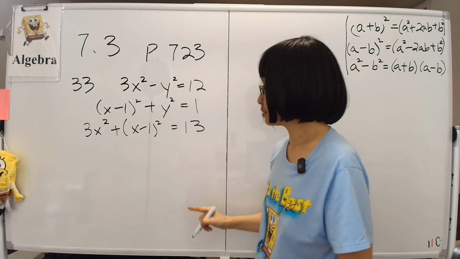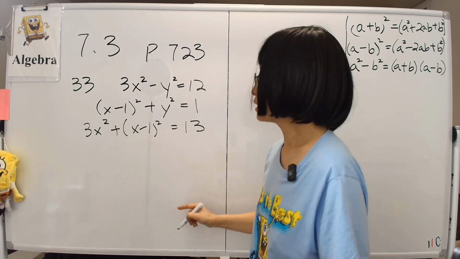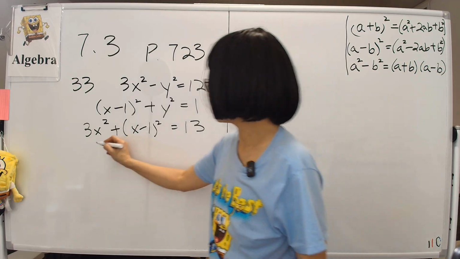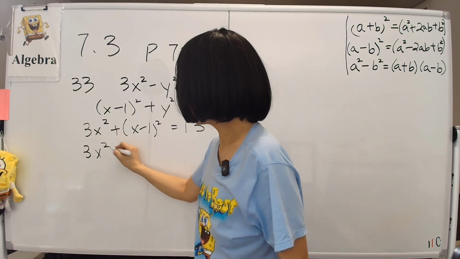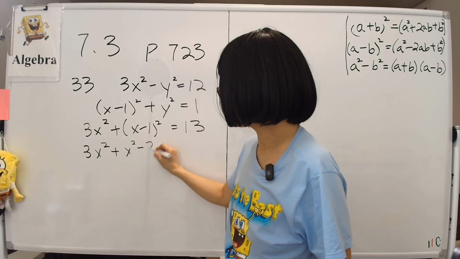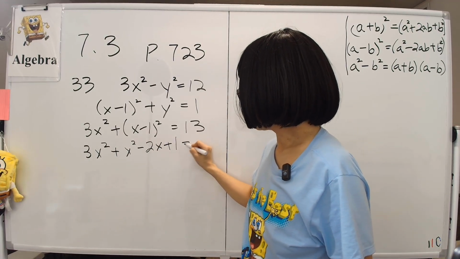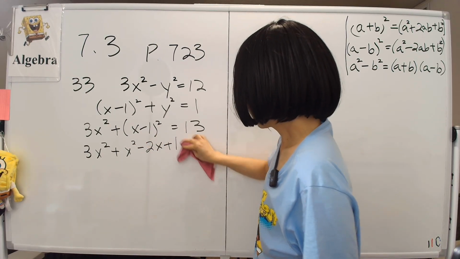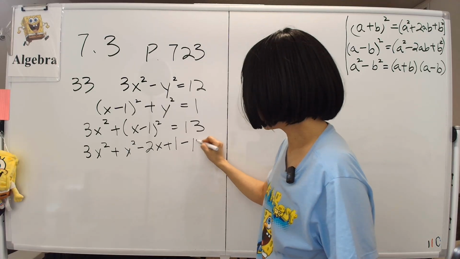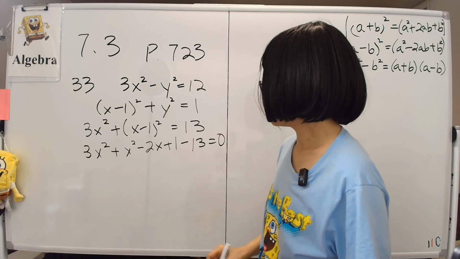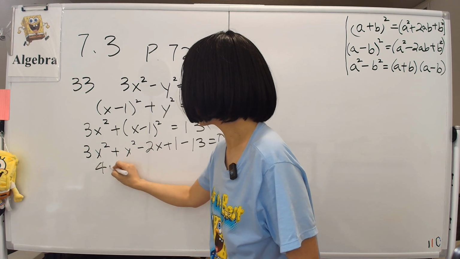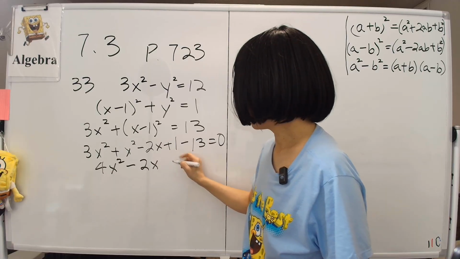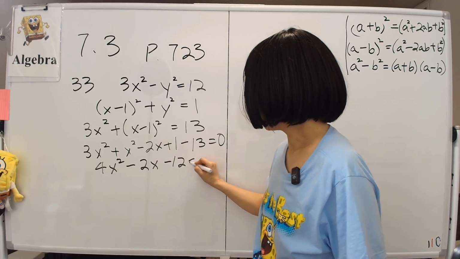Okay, that's good. Next, we need to multiply this out. We'll use this formula right here, and that gives us 3x squared plus x squared minus 2x plus 1. Then we move the 13 over to become minus 13, and that equals 0. And so finally we get 4x squared minus 2x minus 12 equal to 0.